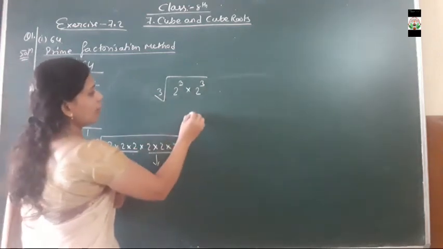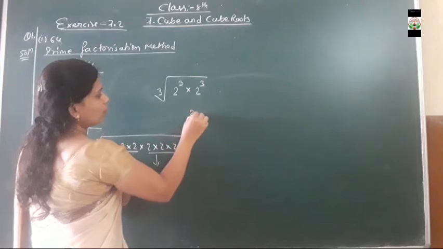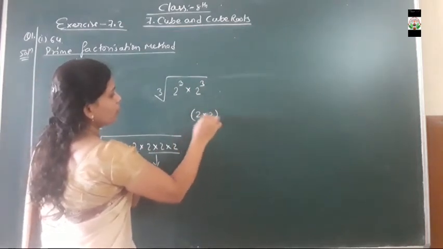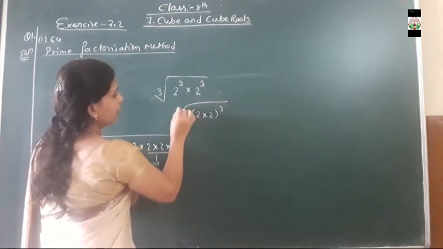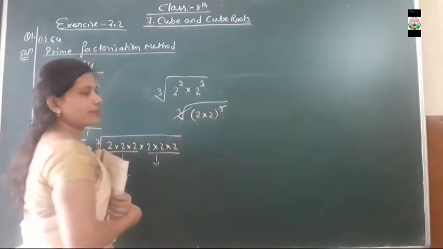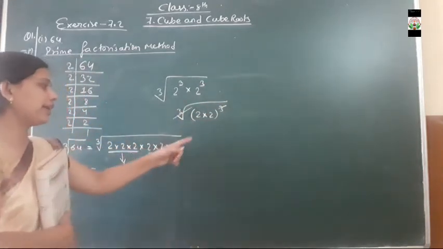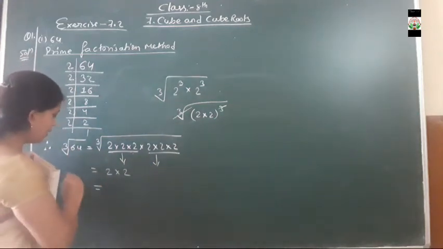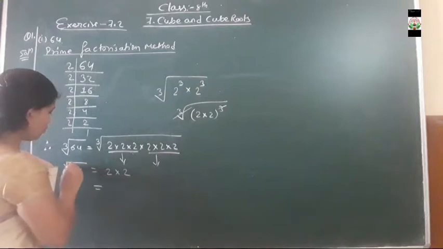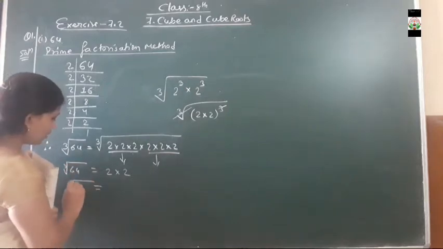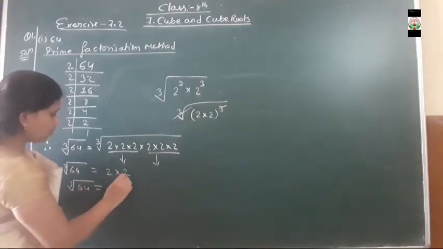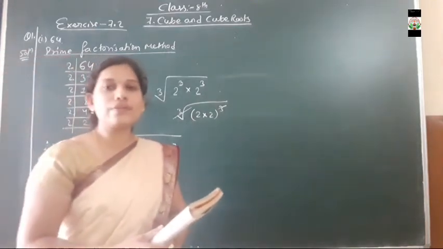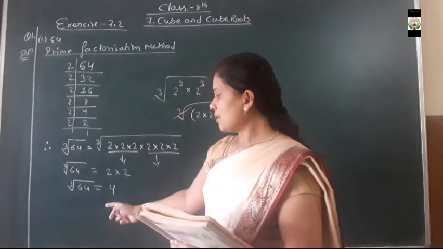Now you can see that this 2 to the power 3, into 2 to the power 3, that is (2 into 2) whole to the power 3, will get cancelled with this cube root. Okay, that's why directly 2 into 2 will come outside from the cube root, and we will get the answer for the cube root of 64. That means the cube root of 64 is 2 into 2, that is 4. That is the answer. So the cube root of 64 we have found as 4.